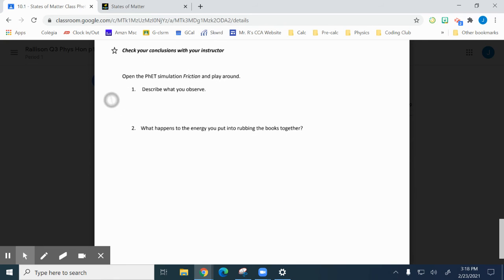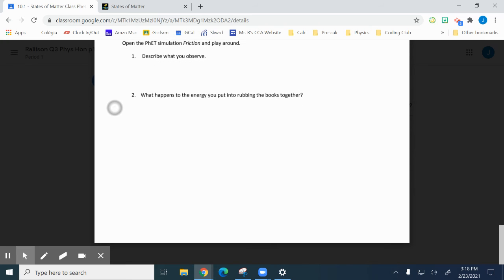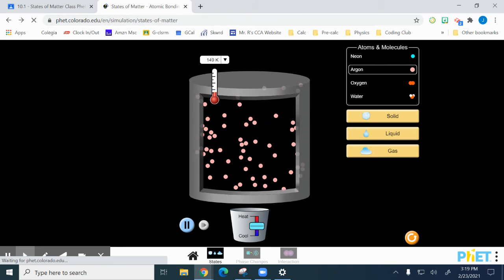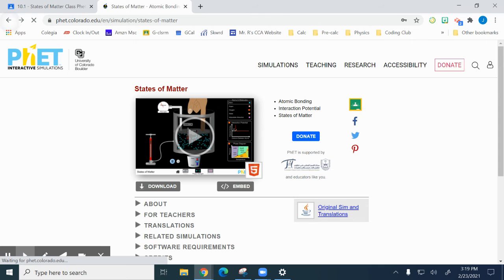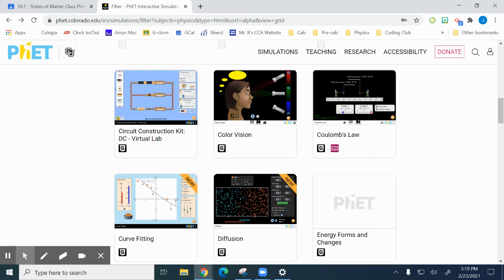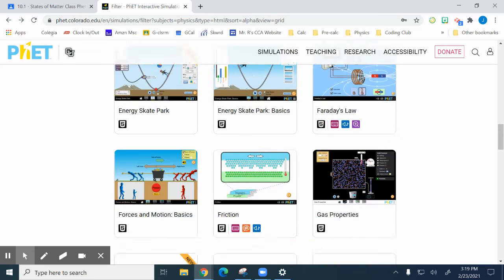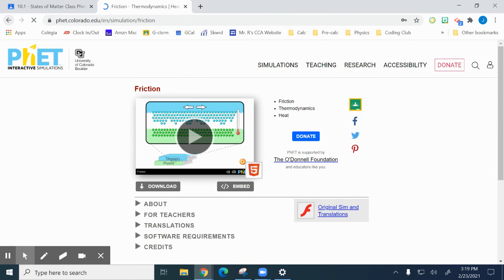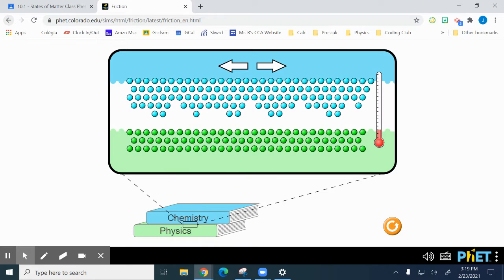All right, so there's another PhET simulation called Friction, and we're just supposed to go there and play around. It's not a very complicated lab. So I'm going back into the PhET. There's Friction, and this is just rubbing 2 books together. So you can see they're solid books, right? But the atoms are jiggling. And there's a thermometer over there.